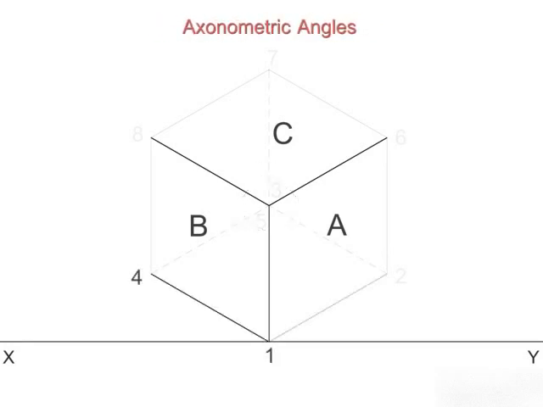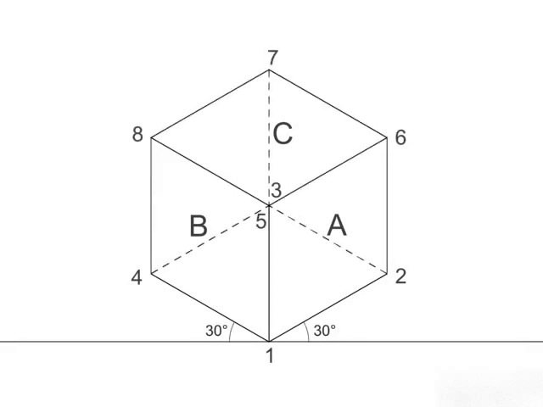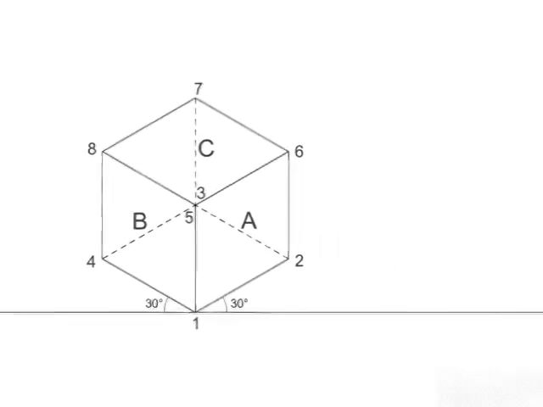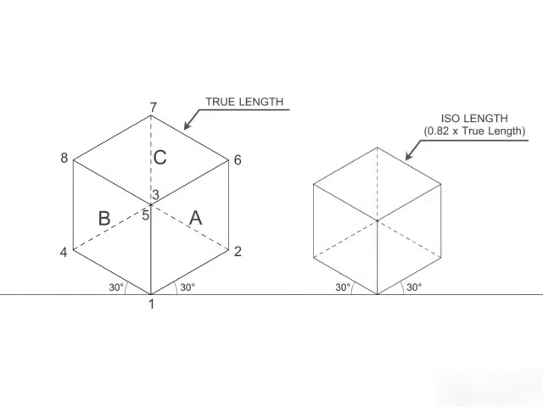The edges 1-4 and 1-2 are parallel to the isometric axis and are drawn at an angle of 30 degrees to line XY. Here in isometric view, the lengths of the isometric axis are equally foreshortened by 0.82 times their true length. The isometric lines foreshortened by their true lengths are parallel to the isometric axis, whereas non-isometric lines are not parallel to the isometric axis and they show actual lengths.